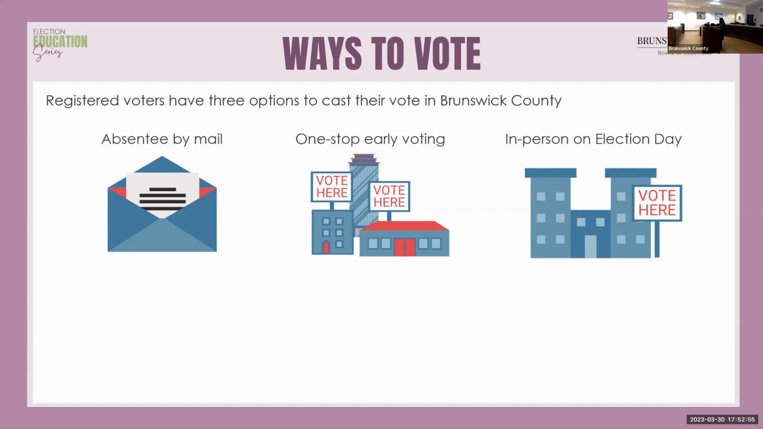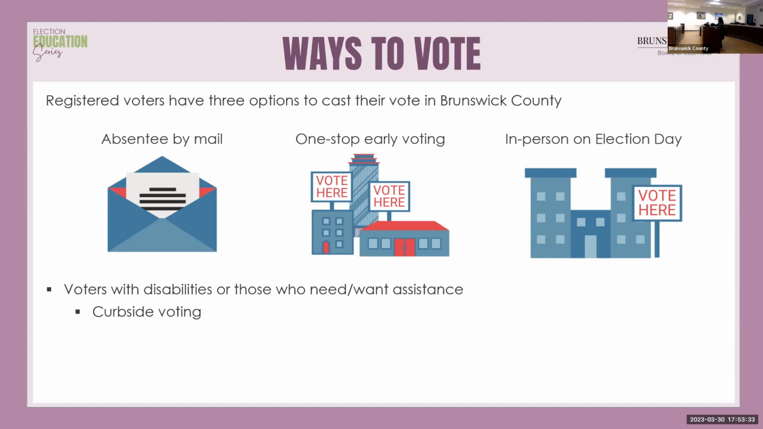We also offer accessible voting options for individuals with disabilities or for those who want or need assistance. So I mentioned absentee by mail because that can be an option for voters who need assistance, but curbside voting is something that's also available at all of our open precincts during the early voting period and on election day. Curbside voting is voting in your car, and it's provided to voters who cannot enter the polling location due to age, mental, or physical disability. Curbside voters are required to sign an affidavit attesting to their eligibility to use curbside.